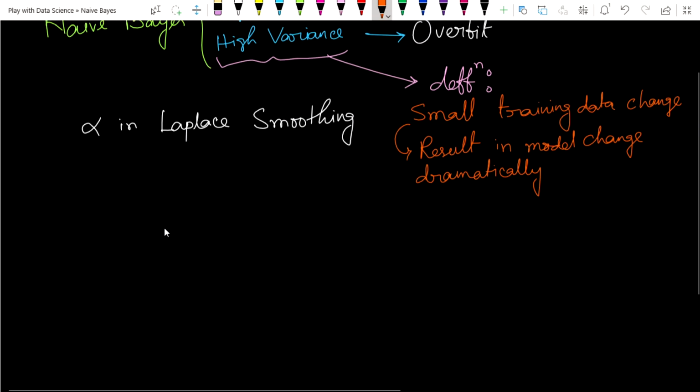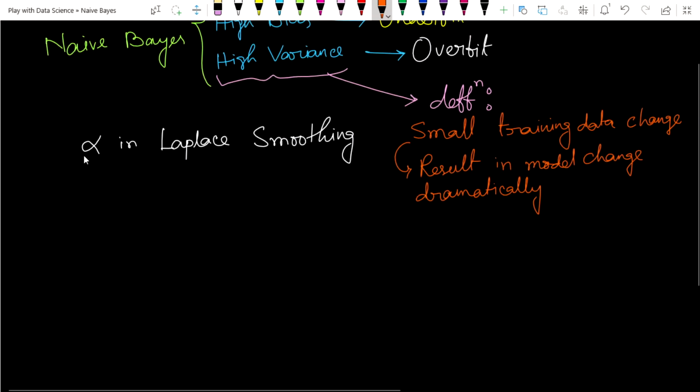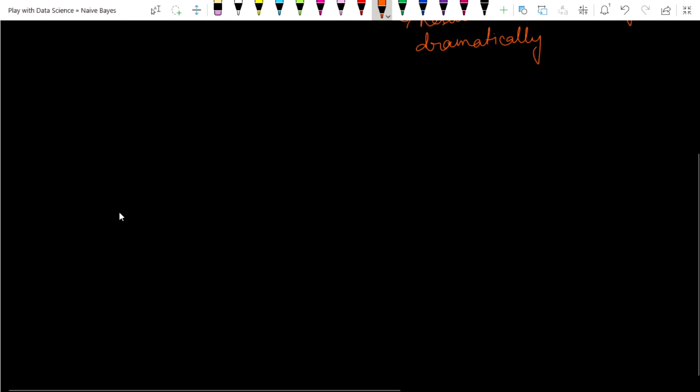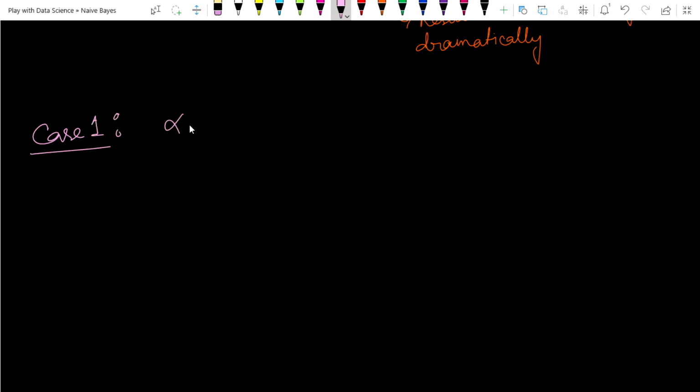Now let's see one by one. In Laplace smoothing, alpha is the hyperparameter. First let's choose alpha equal to 0, and after that we will increase the value of alpha, and see what happens in both cases. So first, case 1: we have chosen alpha equal to 0. What will our probability be?